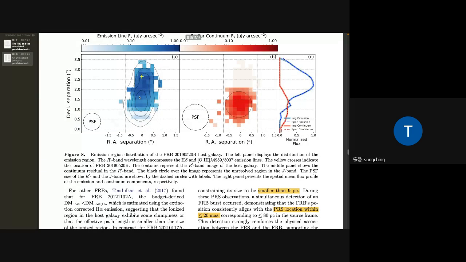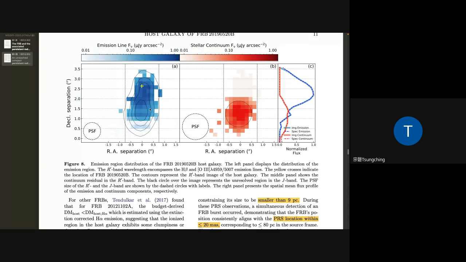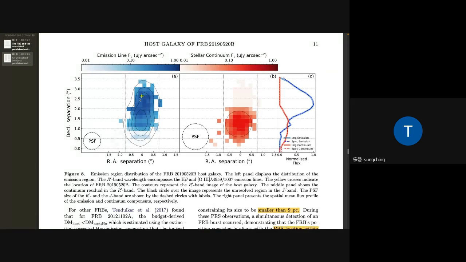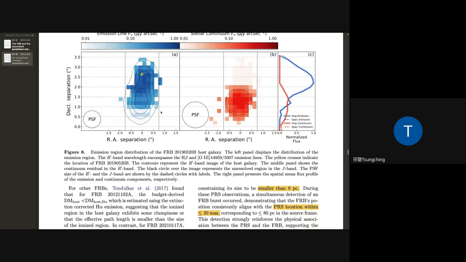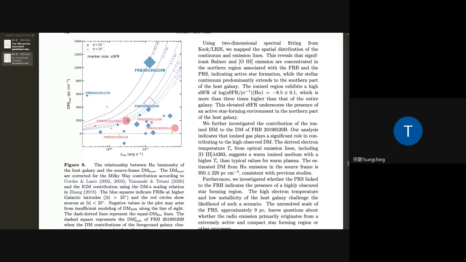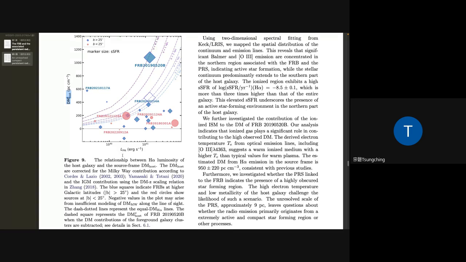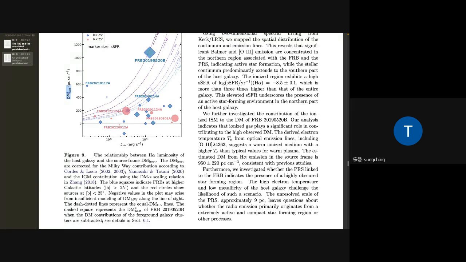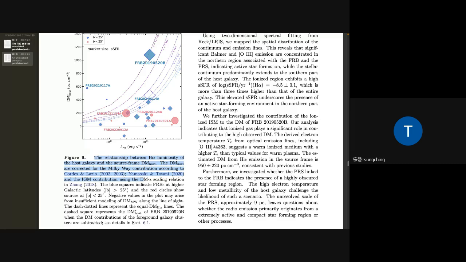So you can see in this figure, this is the H-alpha emission, and most of the emission comes from the north part. So this is very special. And previously, we were talking about this figure. They compare the H-alpha and the DM host. They use the H-alpha to estimate the DM host, and what is special for this image.